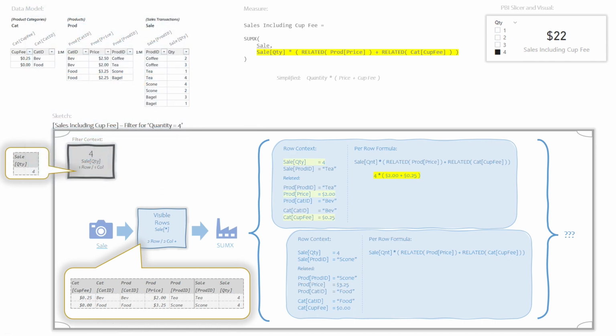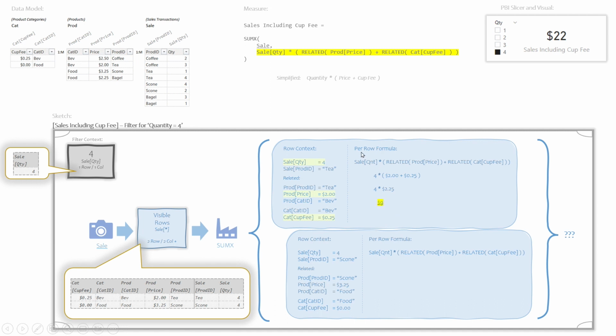So we've got 4 times 2 plus 25. Let's add these guys together first. So we're essentially saying 4 times 225. And 4 times 225, well, what is that? That is $9. And that $9 is the answer, the result of running the per row formula in this row context. I'm going to go ahead and just underline it right there.